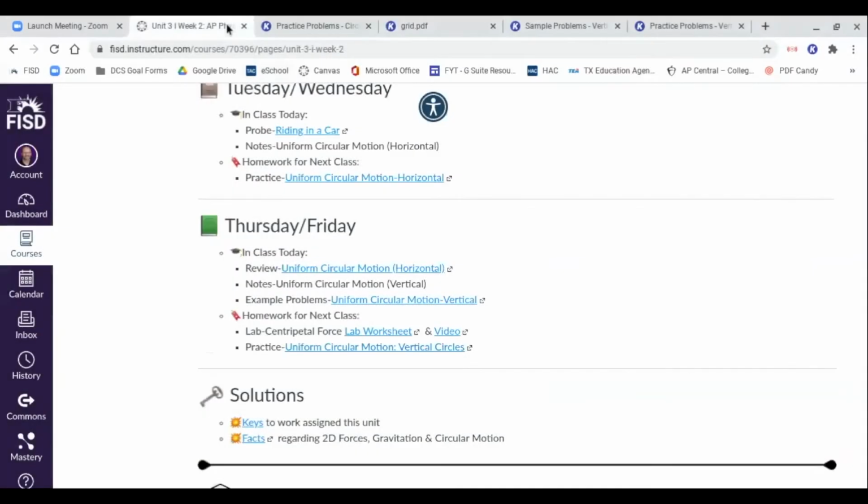This is kind of what we're going to be doing today. We're going to review the homework. I'll have that up in a second. I'm going to give you some notes on uniform circular motion. We'll start some practice problems together so you get a good feel for how those problems work.